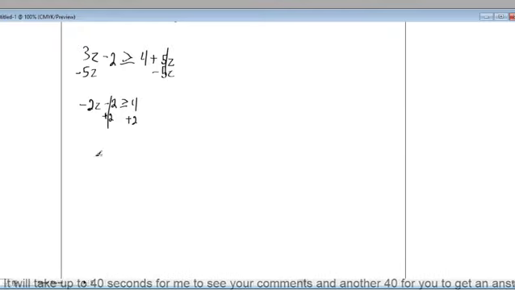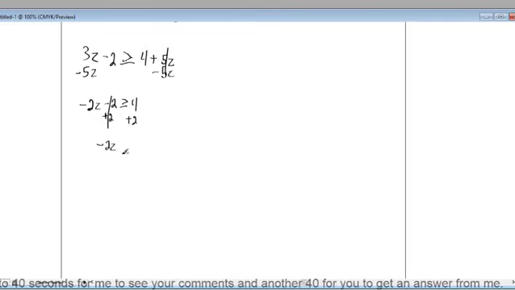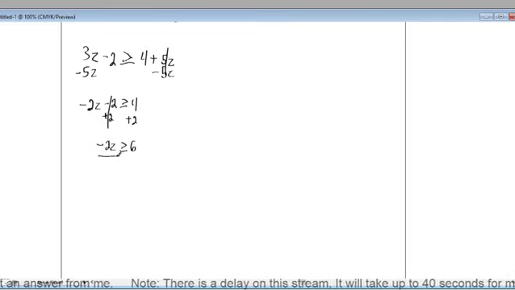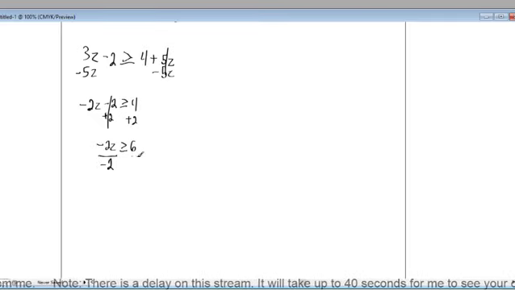That cancels there, leaving us with negative 2z is greater than or equal to 6. And now we need to get the negative 2 off of z. However, remember, what we're about to do is divide both sides by a negative. So we're dividing both sides by negative 2.